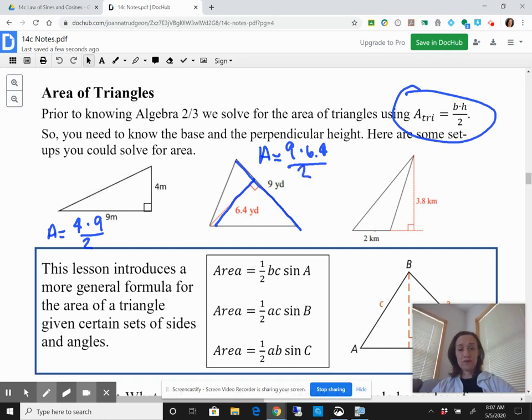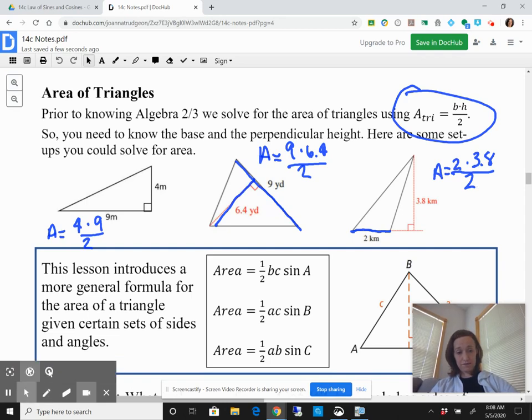Or you can have weird obtuse triangles like this. The 2 is the base, and the perpendicular height we kind of draw on the outside, which is kind of weird, right? But this would be area equals 2 times the height, which is 3.8. That's kilometers. That's a really tall triangle. Goes right up into the sky. You'd have something like that, and you could find out what that is. So that is kind of what you maybe used to do in terms of finding areas of triangles, including the second and the third triangle that were not right triangles.